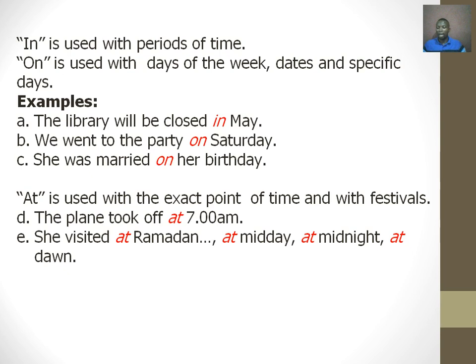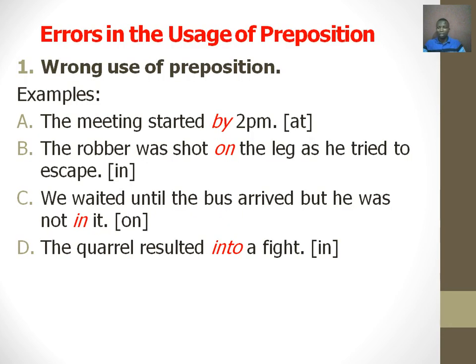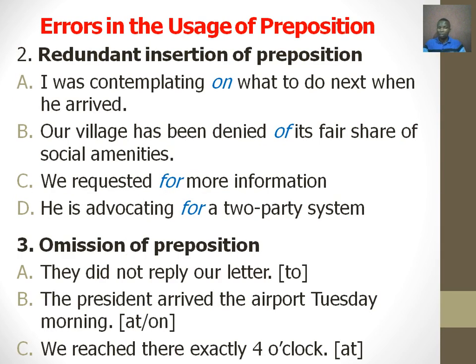We have said also that at as a preposition of time is used with an exact point in time and with some festivals we have in the country and in the world at large. Then we have talked also about the errors in the usage of prepositions. We have mentioned 3 errors, and you must mark and avoid these errors. Number 1 is using the wrong prepositions. Some examples are displayed on the screen for you. Number 2 is the redundant insertion of prepositions. And number 3 is the omission of preposition.